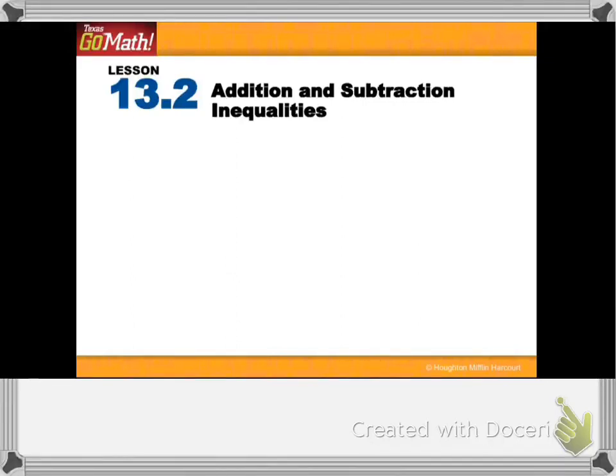Today we're going to look at solving addition and subtraction inequalities. And the good thing about this is you guys already have these skills. You already know how to isolate a variable. You already know how to balance an equation. And you're going to just be applying those same skills to inequalities.